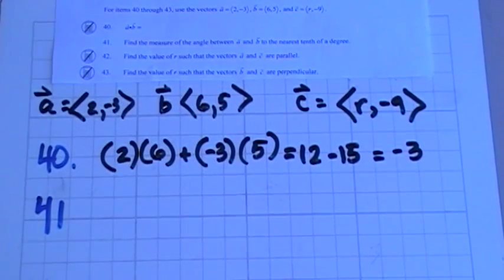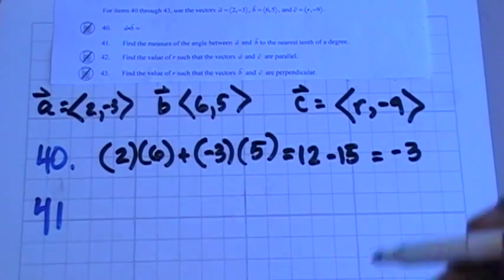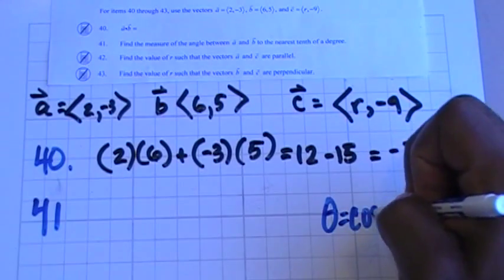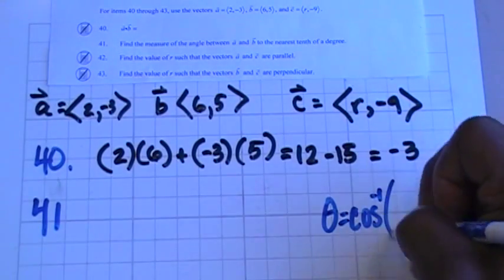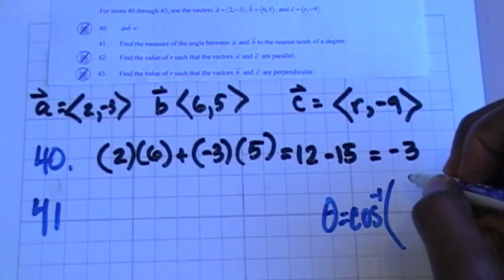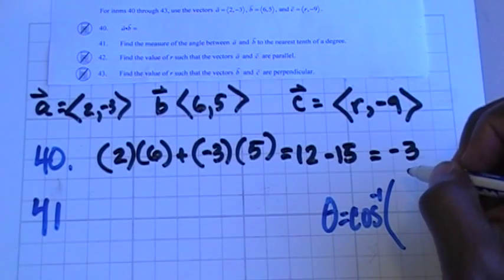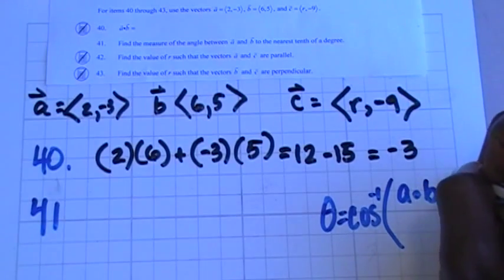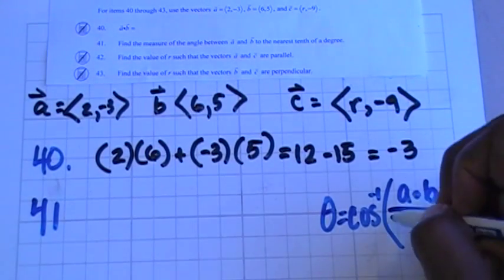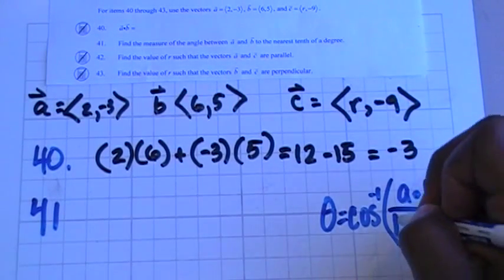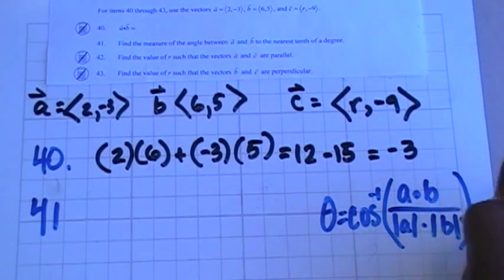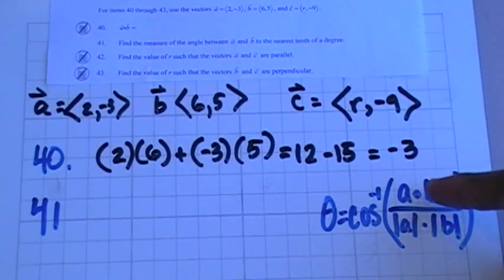All right, can't find the equation. But theta is equal to the inverse cosine. In this case, since we're using A's and B's, we want to do the dot product of A and B, all over the magnitude of A times the magnitude of B. All right, so we got three different things to do.